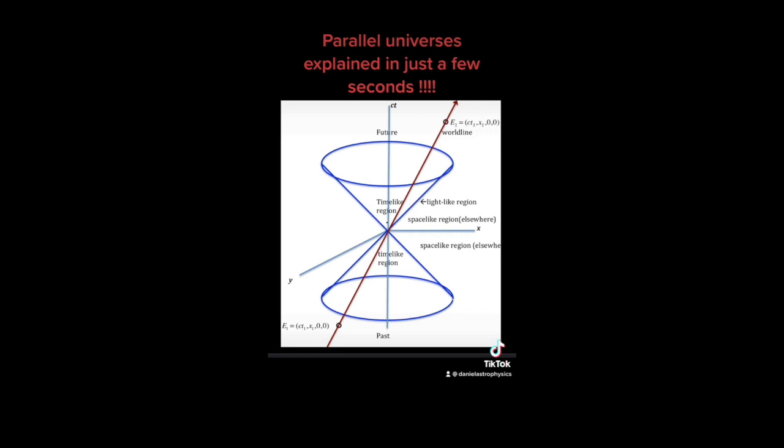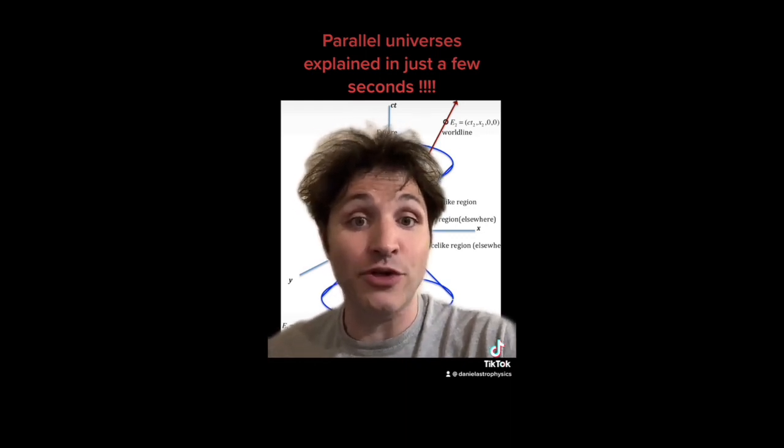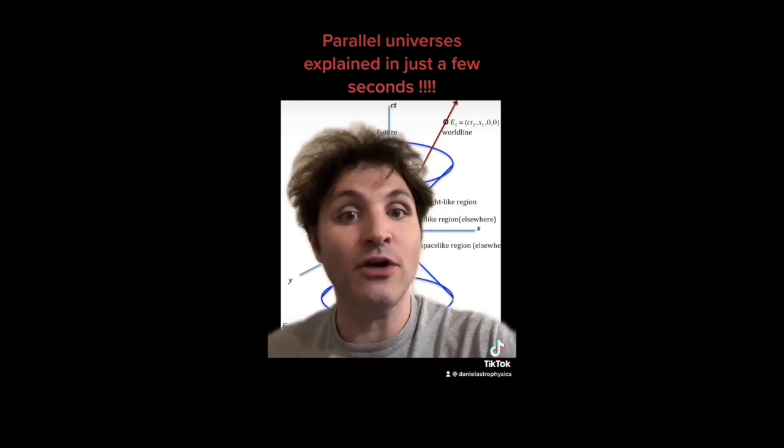Now, at the time of the Big Bang, you can think of this as the creation of these cones for us. But at the same time, there might have been an infinite number of other cones created that we cannot access. We can't travel to them because they would lie in the space-like region. Because we cannot travel to these potential universes, they're called parallel, like lines that we can never cross.